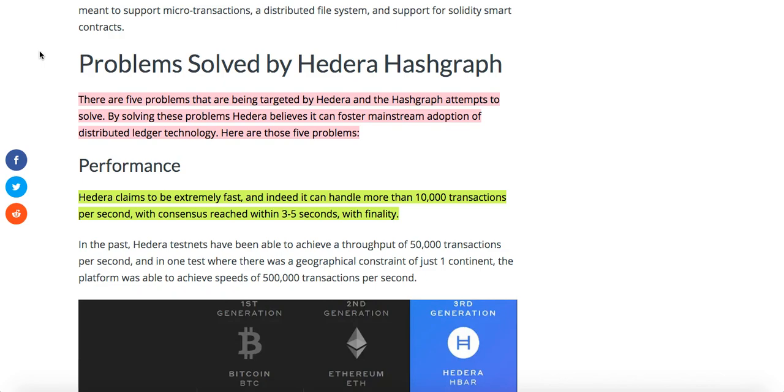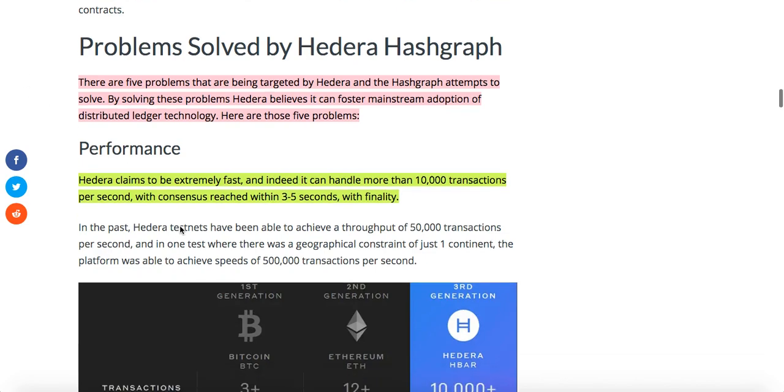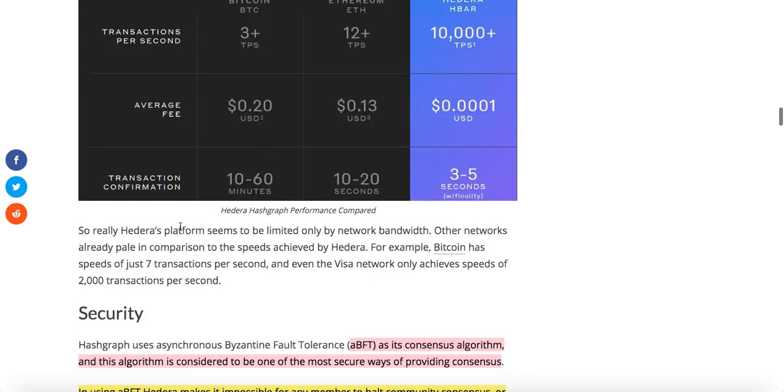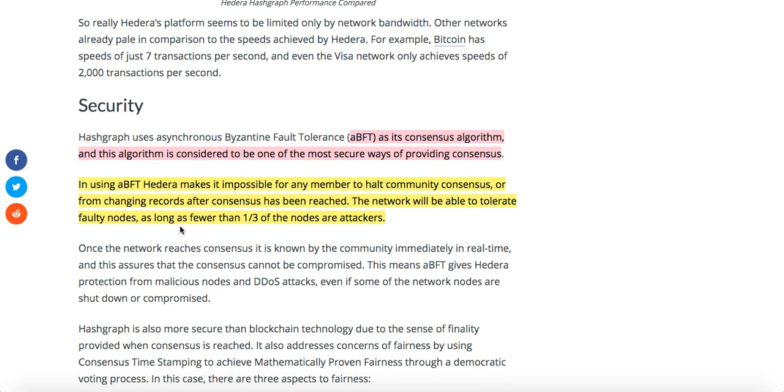In the past, Hedera testnets have been able to achieve a throughput of 50,000 transactions per second, and in one test where there were geographical constraints of just one continent, the platform was able to achieve speeds of 500,000 transactions per second. That's crazy. So the second problem it's trying to tackle is security.